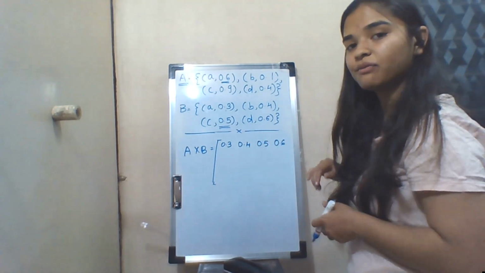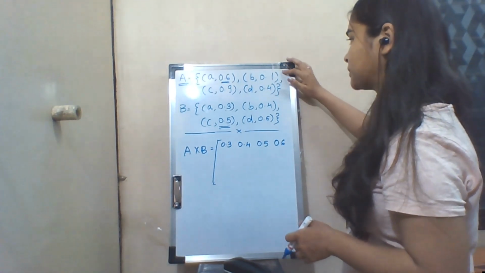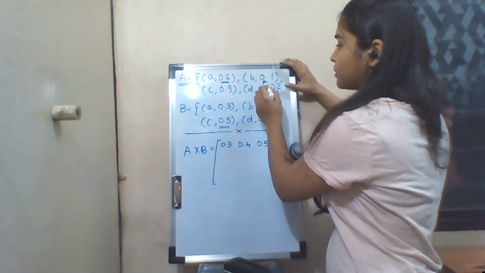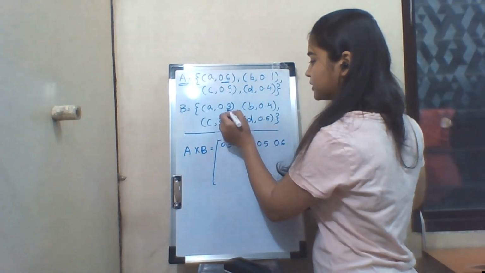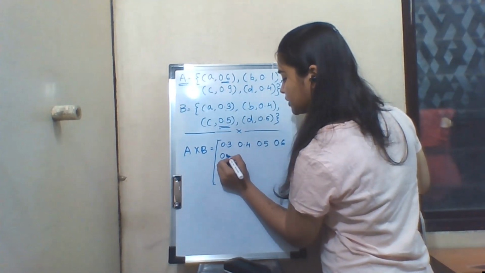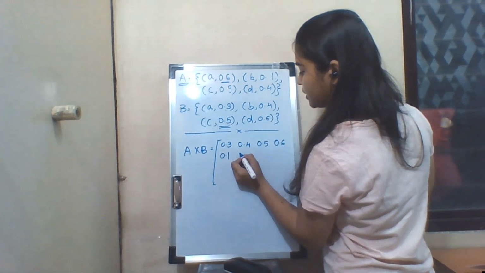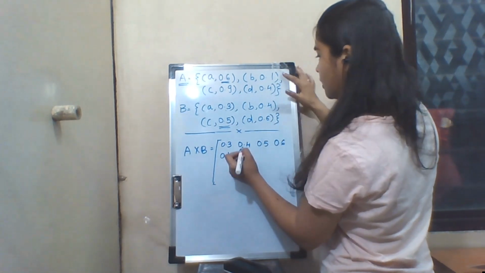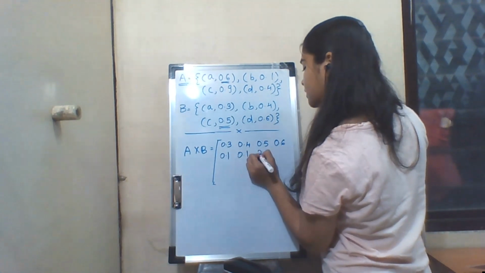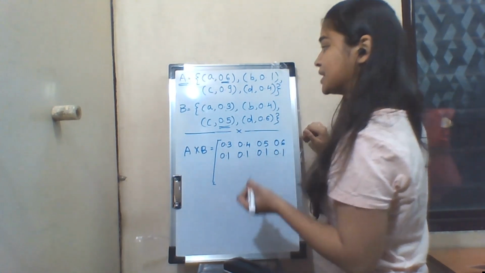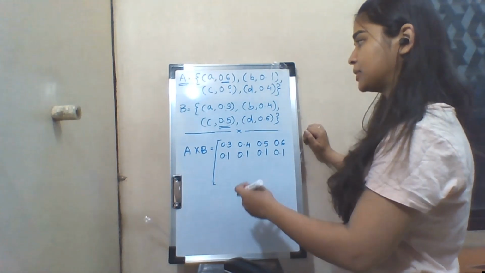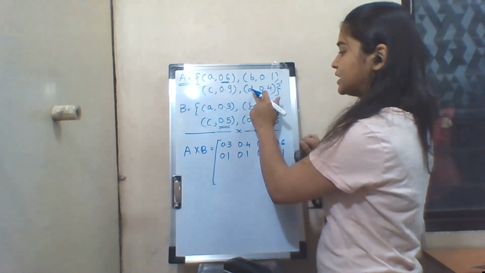Now let's do the same with the second value in set A. So we have to compare the degree of membership with all the elements in set B. Minimum of 0.1 and 0.3 is 0.1, 0.1 and 0.4 is 0.1, 0.1 and 0.5 is 0.1, and 0.1 and 0.6 is 0.1. Similarly, we carry on the same operation for elements C and D.